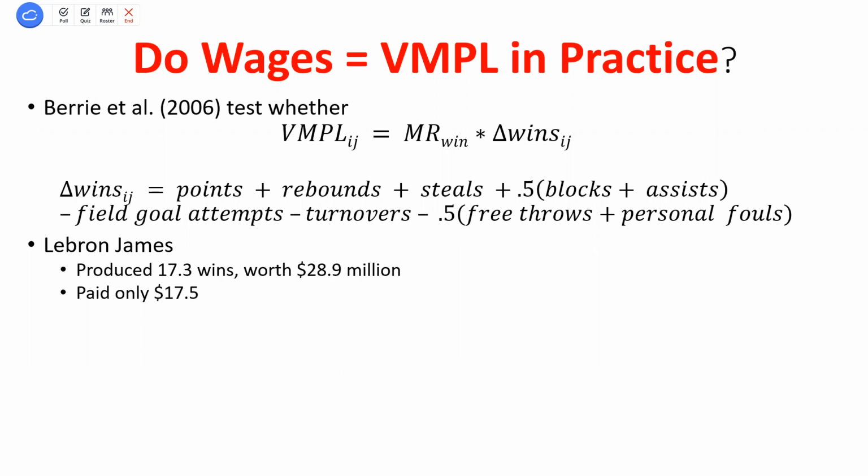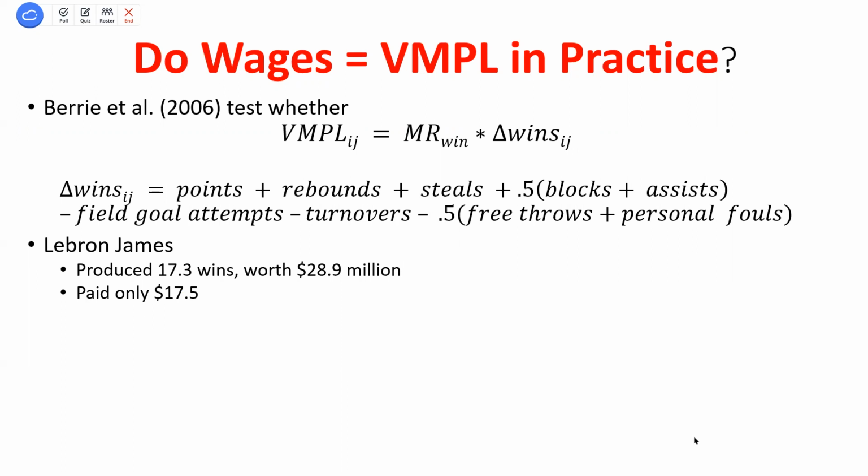Because I can predict how much they're worth. It should be whatever the average marginal revenue per win is in the NBA times whatever the change in wins that was predicted for that specific player based off of their performance statistics. Right? So obtain these coefficients, make these predictions.